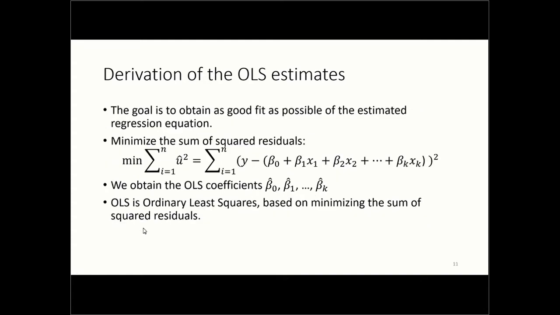So once we have the sample, the goal is to obtain as good a fit as possible of the estimated regression equation, and we do so by minimizing the sum of squared residuals. So here in this function, we have minimizing the sum of squared residuals. All of the words are in this formula. And because the residuals are already the expression that I showed you on the previous slide, we can substitute this expression here and minimize this function.